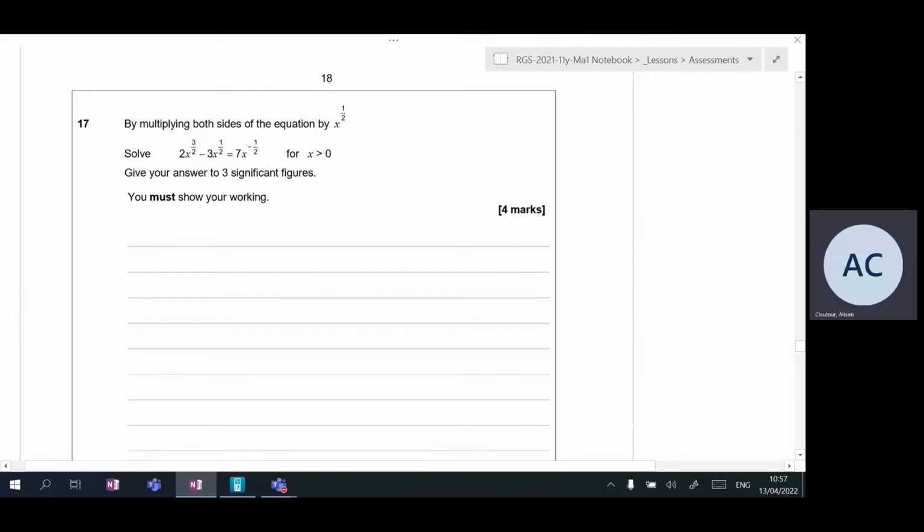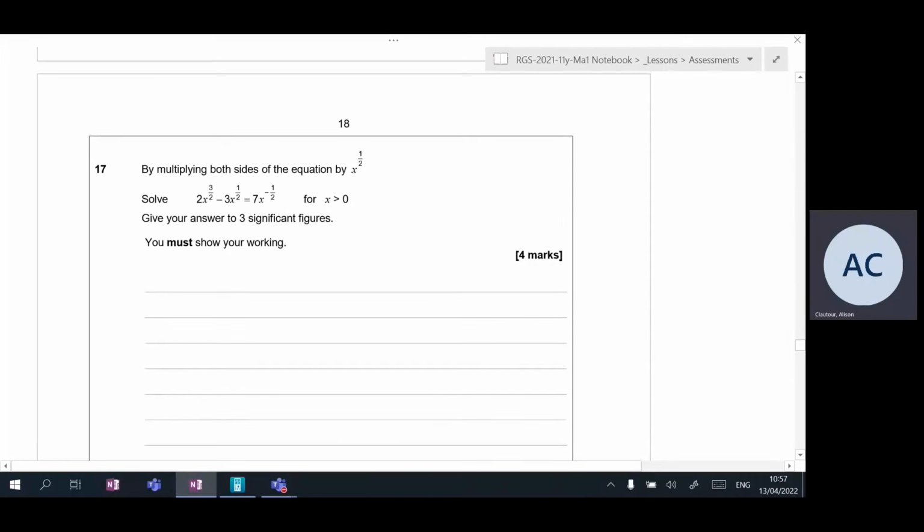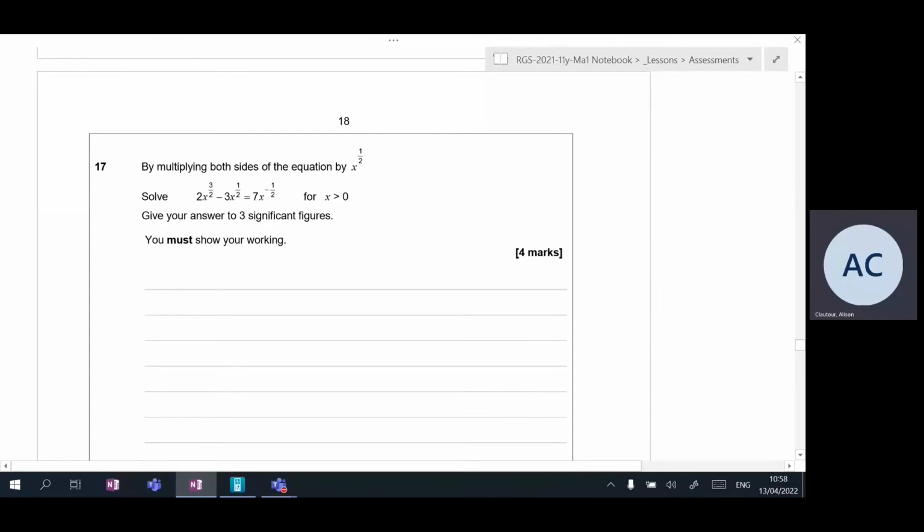Okay, now question 17 is nice because it tells you what to do. It's giving you the method. Okay, so by multiplying both sides of the equation by x to the half. So I'm going to multiply everything by x to the half. Remember, when you're multiplying, you add the powers together. So if I'm doing the first term, 2x to the 3 over 2 multiplied by x to the half, I'm going to add those powers together. So 3 over 2 add 1 over 2 gives me 4 over 2, which is just 2. So that becomes 2x squared.